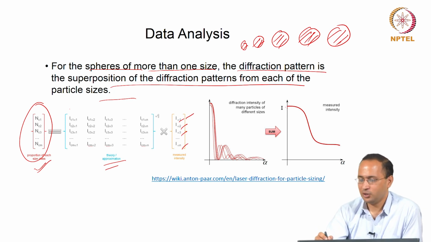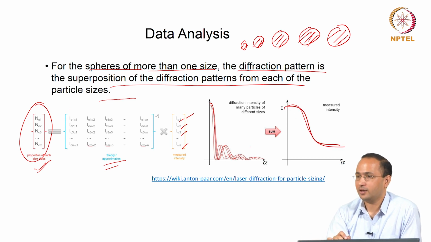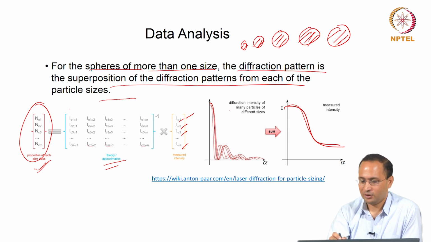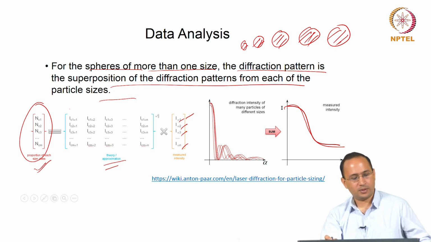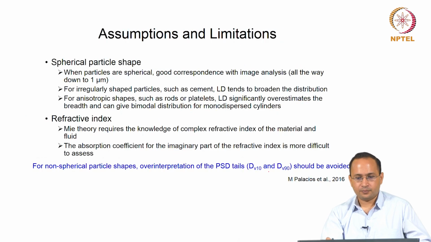The idea again: you will get intensity like this, this is the net intensity, the combination of different patterns. This is the net effect. Now you have to deconvolute it and tell what is the size. That is what it is doing. Okay.